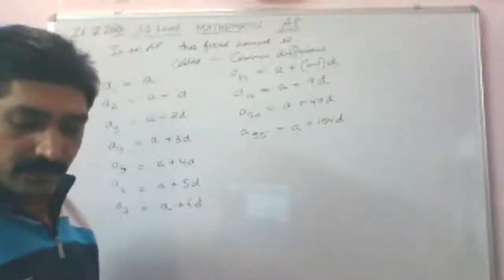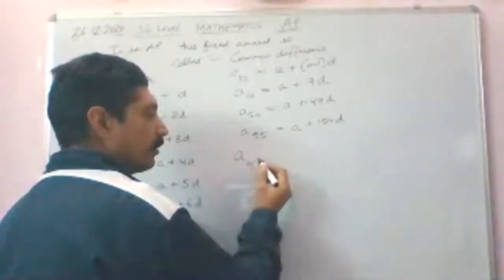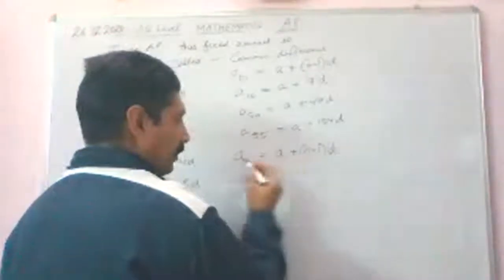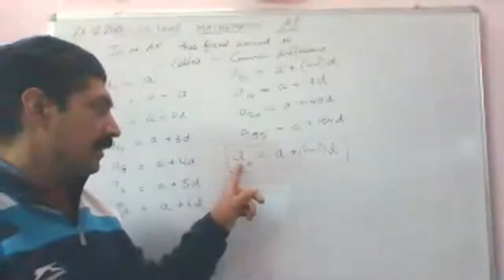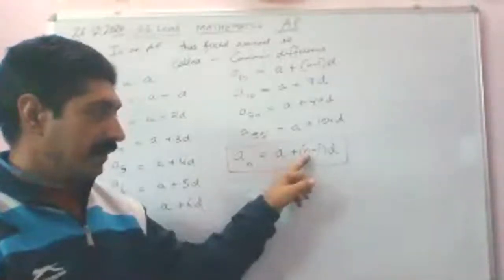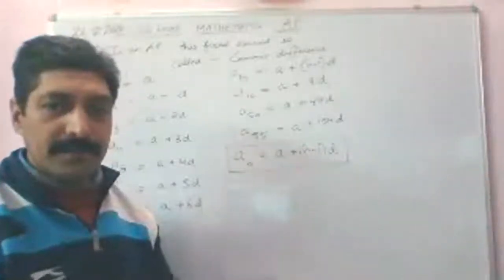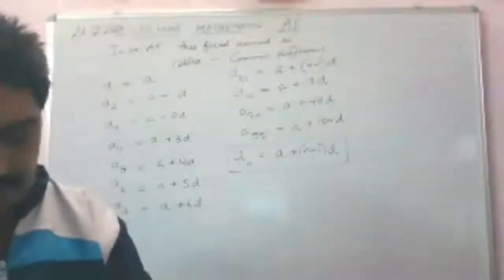So here, please write down the general or standard form of the nth term, that is an or un, is equal to a plus n minus 1 into d, where an is the nth term of the AP, a is the first term, n is the number of the term, and d is the common difference, right? So we will take a few examples from the book, and then we will discuss the questions.